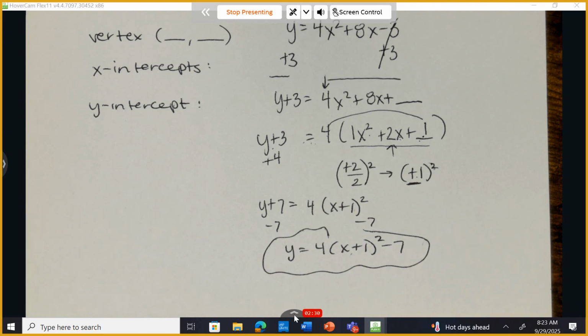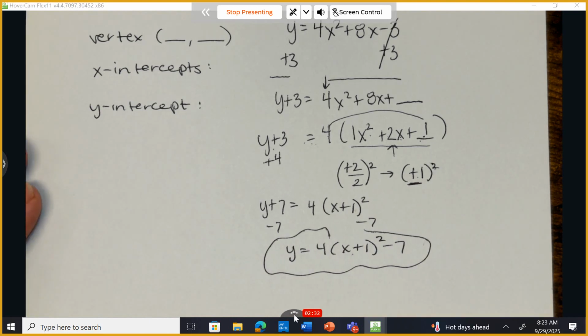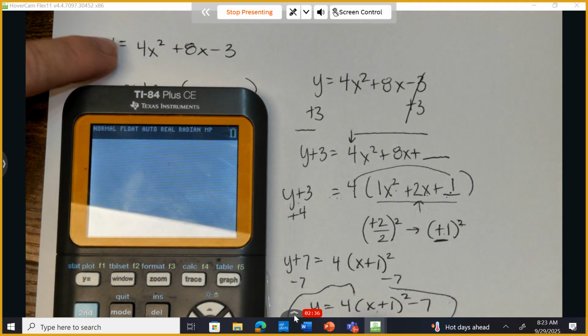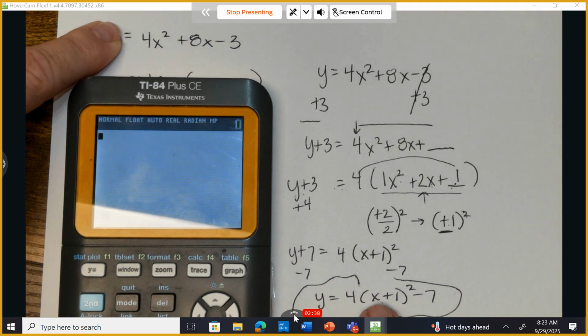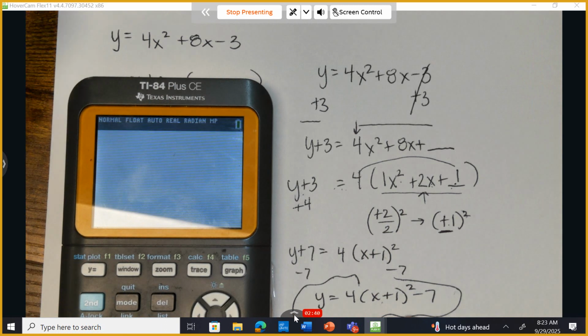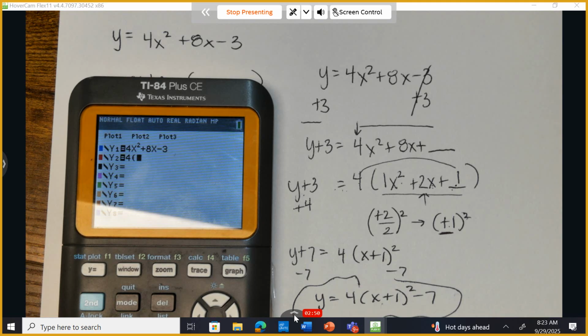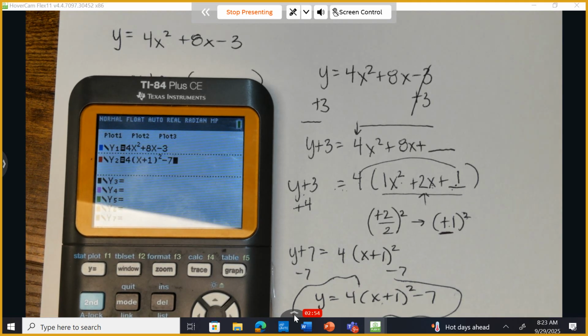What I always want you to do at this point as we go through this is I want you to grab your calculator, and we're going to verify that these two are the same. That means that I correctly transformed this into vertex form. With me, let's plug this in. The original standard form is 4x squared plus 8x minus 3. Then I'll go to y sub 2 and type 4 times the quantity x plus 1 squared, subtract 7.